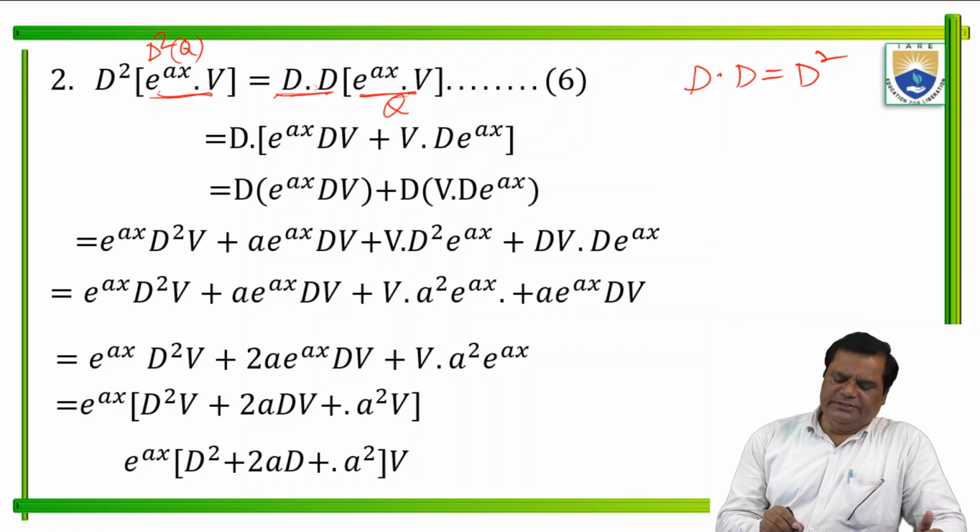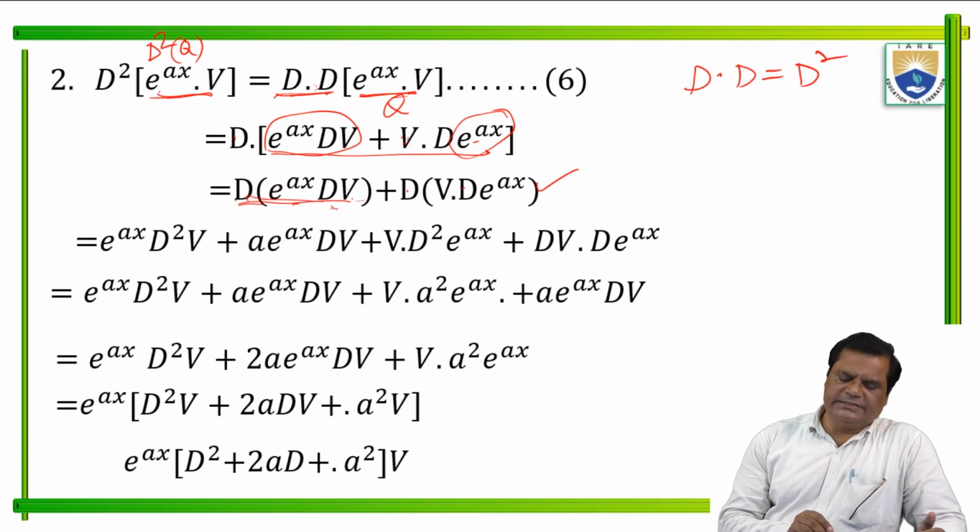So differentiate one time here. In the last equation we have discussed this: e to the power ax dv plus v d of e to the power ax. So that is differentiating the exponential function. Again differentiating this function: D of e to the power ax dv plus, differentiating v, D of e to the power ax. So again the product formula applies in this bracket.